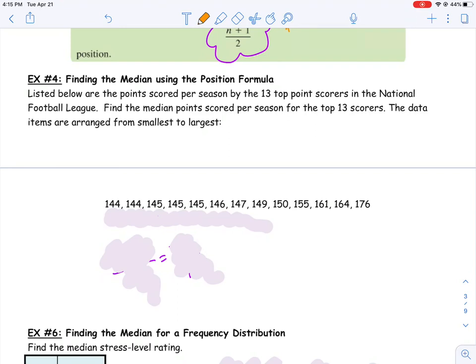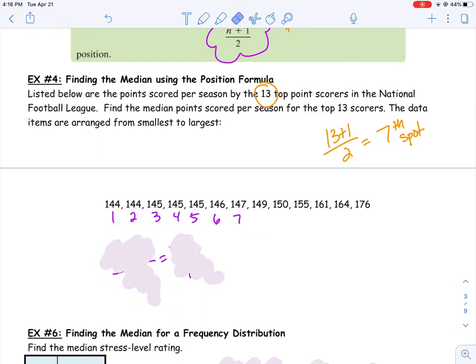Now, you could count finger, finger, finger, finger, finger all the way to the middle, or we know that there are 13 scores in this data set. If we add 1, that's 14. If we divide by 2, that's 7. And so I know that my median is in the seventh spot. So then all we have to do is count to the 7th spot. 1, 2, 3, 4, 5, 6, 7. That means it looks like our median is 147. Our median is 147.